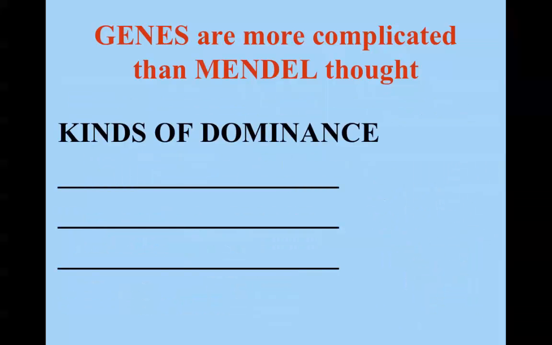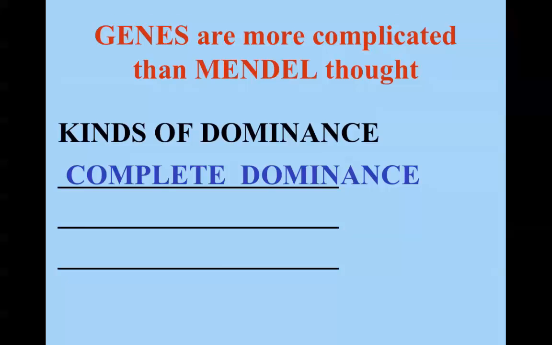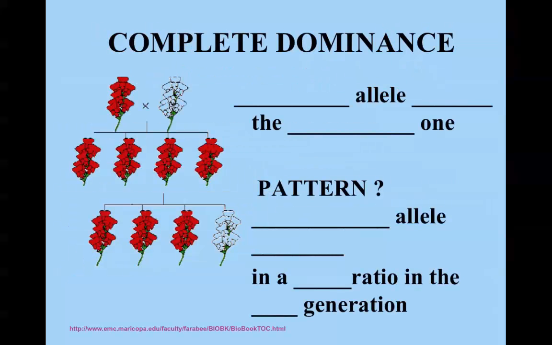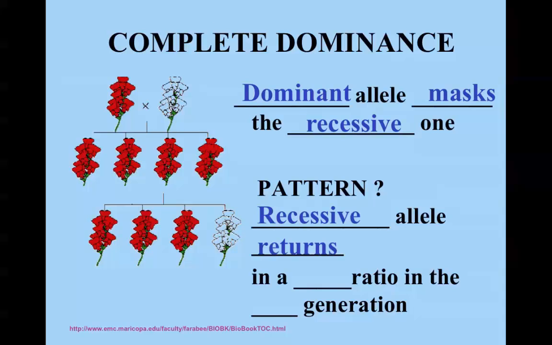So we have different kinds of dominance. So we've seen complete dominance, and that's going to be where we have one completely dominant over another, so dominant recessive relationships. We have incomplete dominance, and you have co-dominance. So we've talked about those in class. So when we have complete dominance, that's what we have typically seen. That's what Mendel saw in his pea plants. The dominant allele will mask the recessive. The pattern, typically the recessive allele returns in a 3-to-1 ratio in the F2 generation. So if you remember, the F2 generation is this generation down here. This is the F1, and we have then the parent generation.